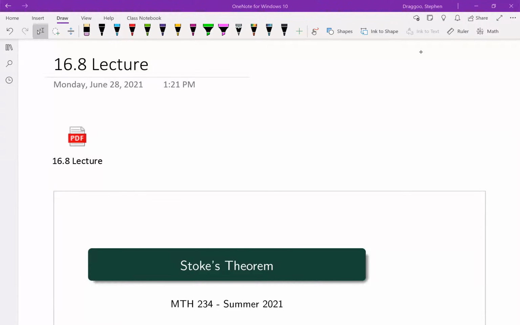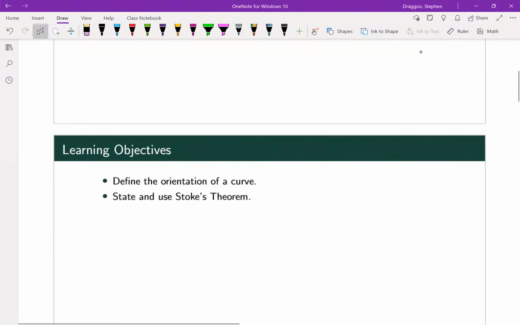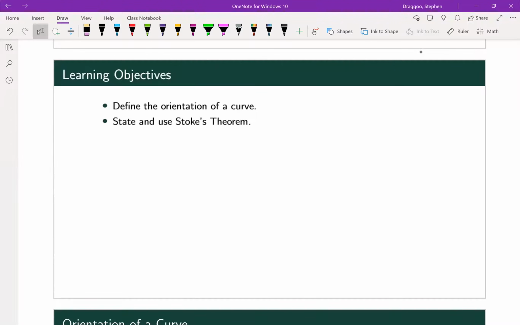Let's take a look at section 16.8, which is going to cover Stokes' Theorem. So just a couple of learning objectives this time. Defining the orientation of a curve, step one, and then we'll state and use Stokes' Theorem.